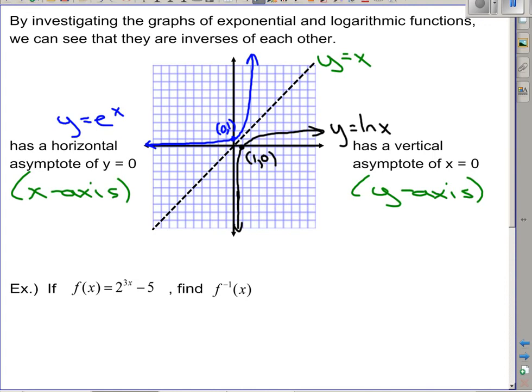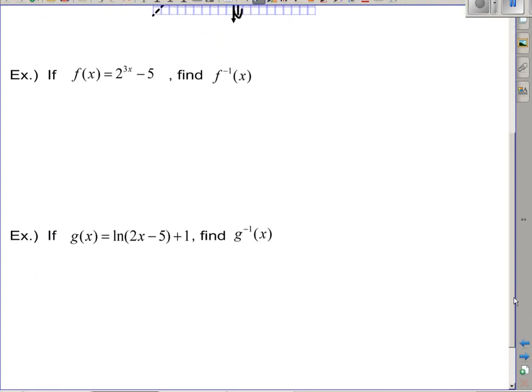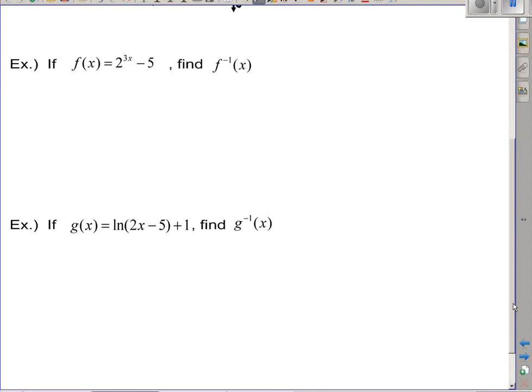And you can see, just tilt your head to the side, they're mirror images of each other through this line y equals x. We can use that property in finding inverses for exponential functions. And I just thought it might be worthwhile to take the last couple of questions to look at inverses with exponentials. So if I have f of x equals 2 to the 3x minus 5, that really means y equals 2 to the 3x minus 5.